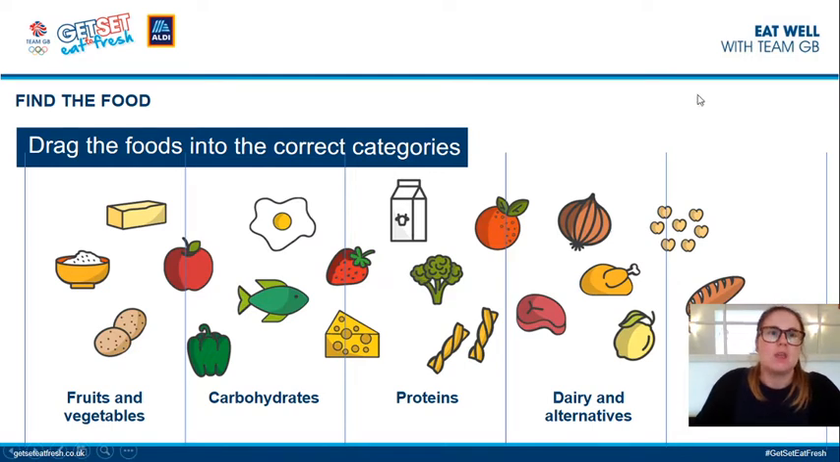So the first task is you're going to drag the foods into the correct categories. So for example, you've got an apple here, you would click on that and drag that into the fruit and vegetables. You've got butter here, you drag that into the oils and spreads, and so on and so forth. There will be an answer PowerPoint on Teams as well, so you can check your answers once you have completed them.